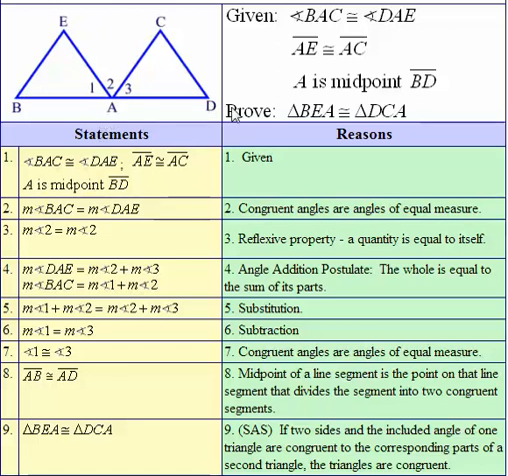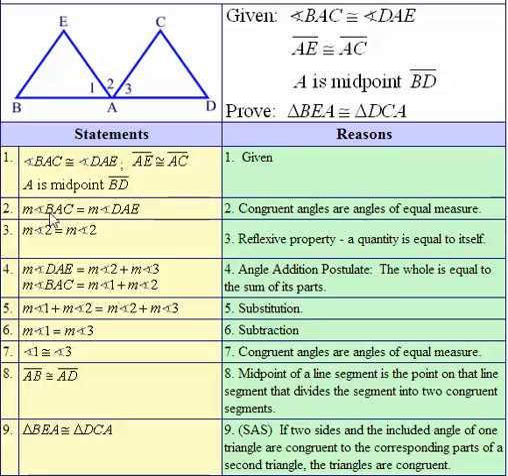So, we have to set up a statements and reasons T-chart. The first statement would be all of our givens. Angle BAC is congruent to angle DAE. Side AE is congruent to side AC. A is the midpoint of BD. And the reason for those three statements is that they are given to us.